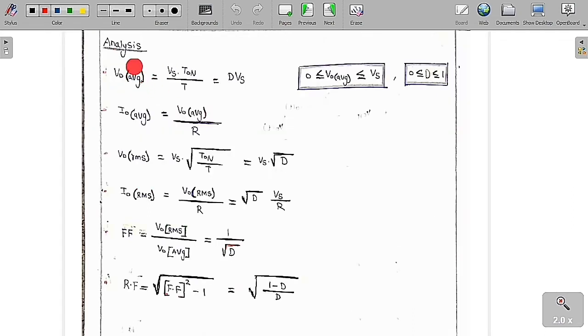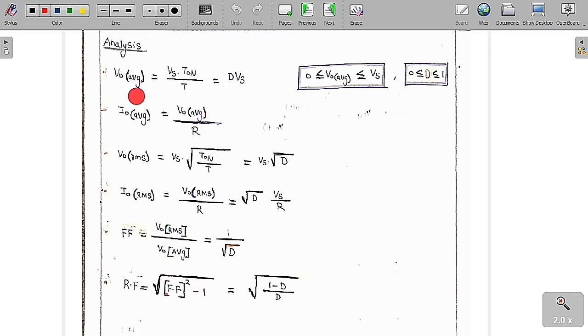Now we are going to do some analysis of this circuit. I want to find the average value of the output voltage. V0 average is equal to Vs into T on by T. T on by T, which is turn on time by total time period, is called the duty ratio, D. Therefore the average output voltage is D into Vs.